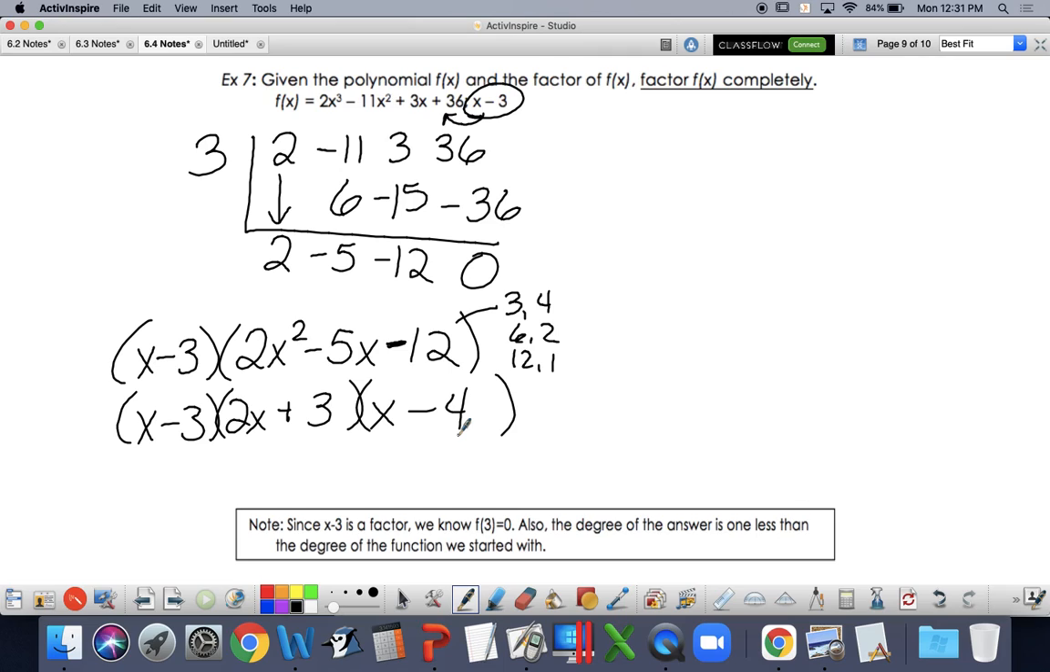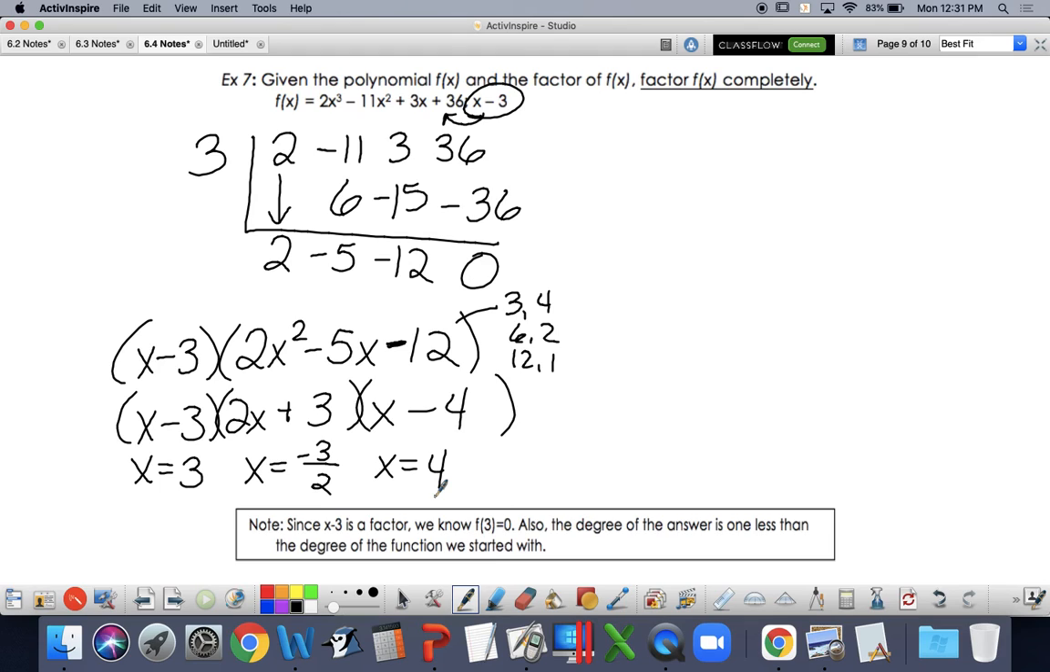So, once we get all the way down to here, we know you're going to have an x-intercept at x equals 3. We already showed that by having a remainder of 0. Now, your other x-intercepts are negative 3/2 and 4. And we could do that because we were able to get a remainder of 0.